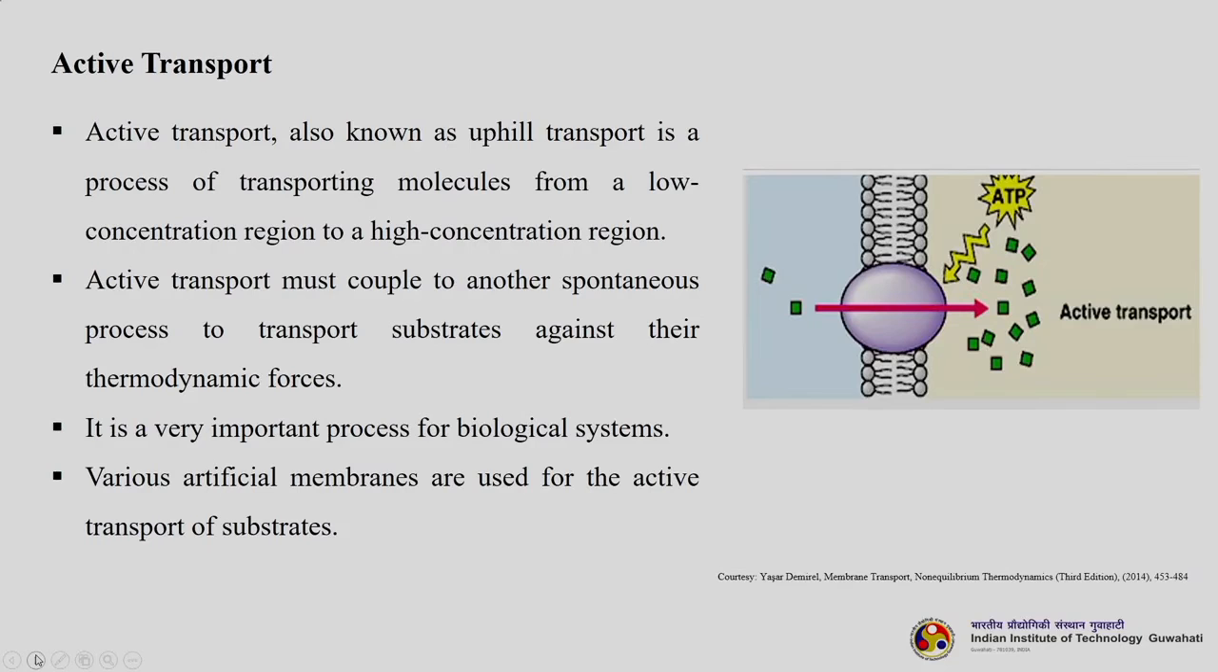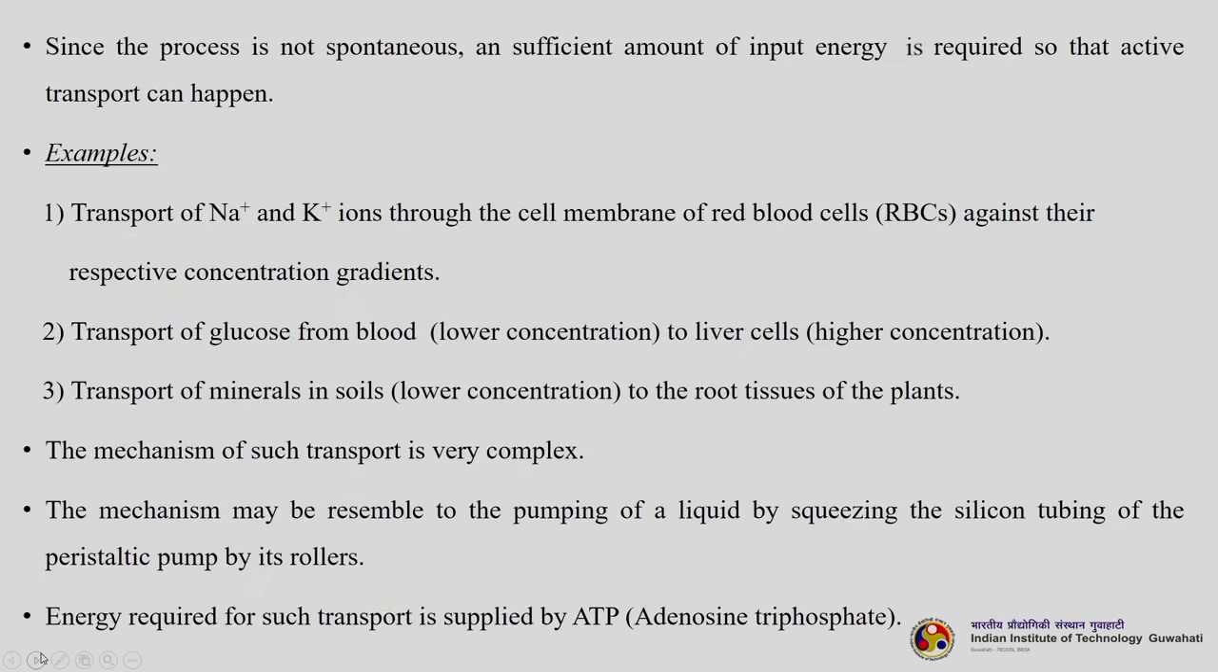So, let us now understand what is active transport. Active transport, also known as uphill transport, is a process of transporting molecules from a low concentration region to a high concentration region. Active transport must couple to another spontaneous process to transport substrates against their thermodynamic forces. It is a very important process for most biological systems. Various artificial membranes are used for the active transport of substances. Since the process is not spontaneous, a sufficient amount of input energy is required so that active transport can happen.